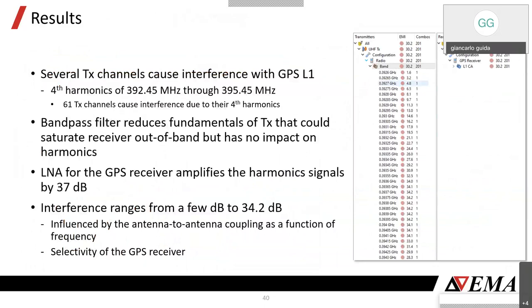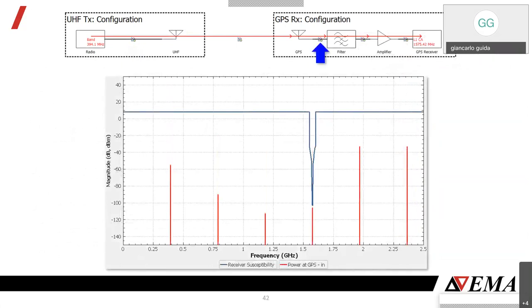In fact, when we performed the analysis at system level using a tool named EMIT, we found several channels causing interference on the L1 band. We also calculated the interference margin, which goes from 1.6 to 34.2 dB of interference, which is very, very serious. This is influenced certainly by the antenna-to-antenna coupling, by the selectivity of the receiver, but also by the amplifier. So these were the results of the analysis.